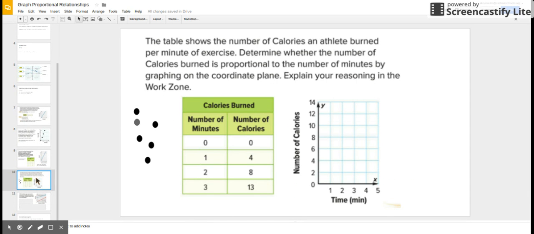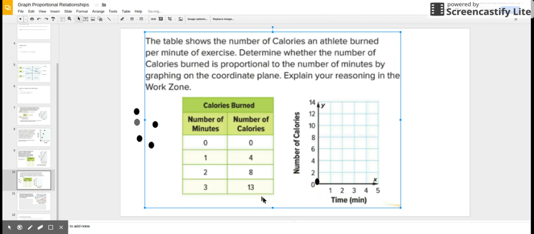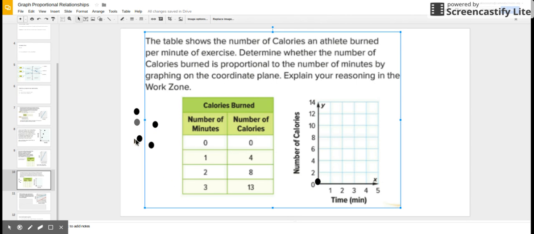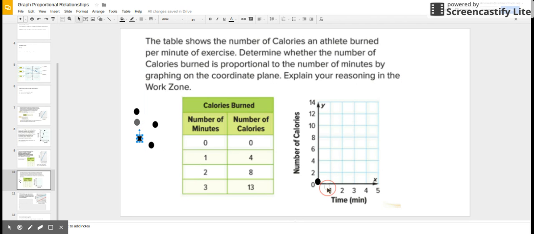And let's look at this next example. The table shows the number of calories an athlete burns per minute of exercise. Determine whether the number of calories burned is proportional to the number of minutes by graphing on the coordinate plane. Explain your reasoning. All right, so first we start off with 0, 0. Let's graph that right there. Next we have 1, 4. So in 1 minute, up 4 calories. In 2 minutes, you're up 8 calories. And then in 3 minutes, you're up 13 calories.